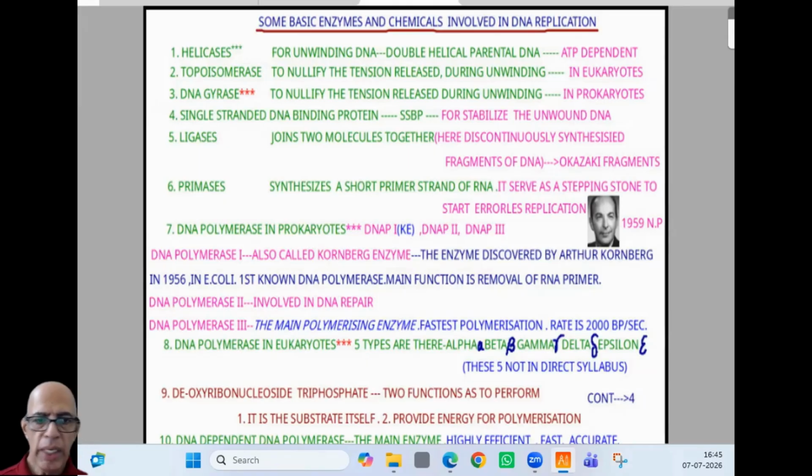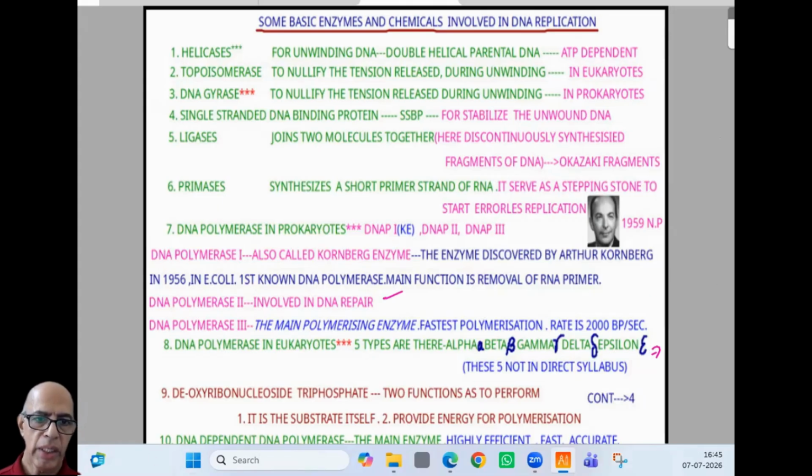Then DNA polymerase 2 is involved in DNA repair, and DNA polymerase 3 is the main polymerizing enzyme, fastest polymerization rate, around 2000 base pairs per second. So can be a good question, 1 or 2 questions we can anticipate for theory entrance. DNA polymerase in eukaryote: 5 types are there in eukaryote: alpha, beta, gamma, delta, epsilon. It's given there. Not in direct syllabus, but just mentioned there.